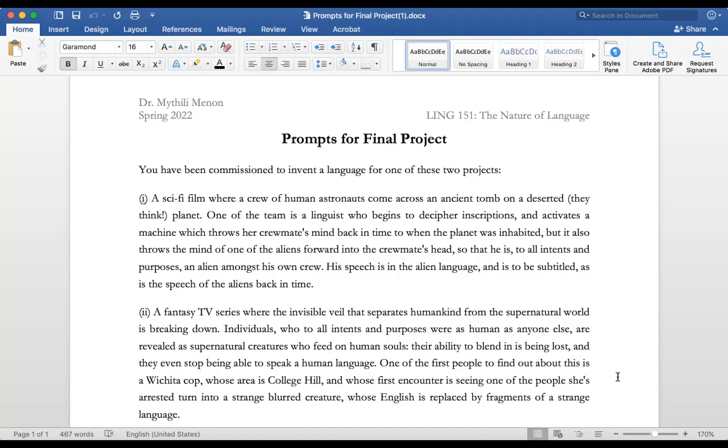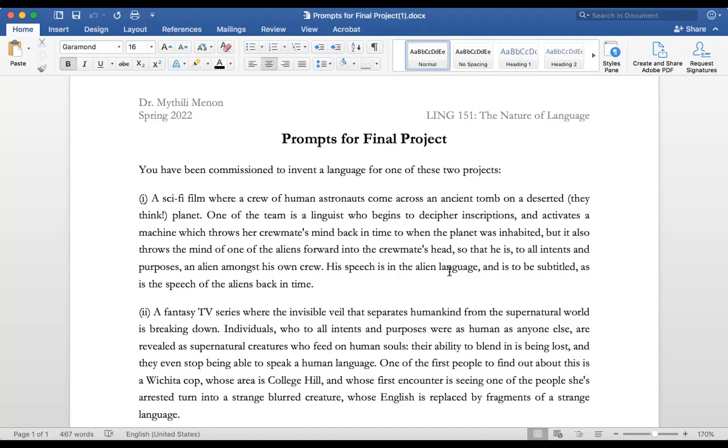So this is your prompt. You have been commissioned to invent a language for one of these 2 projects. You can choose either the science fiction or the fantasy, depending on what you like better. If you are part of the science fiction crew, you are a crew of human astronauts. You have come across an ancient tube on a deserted planet, right?